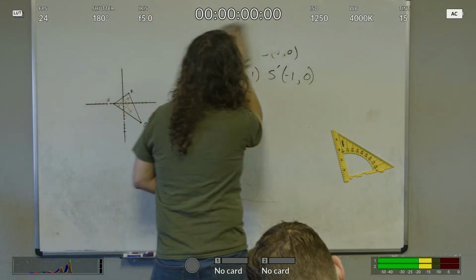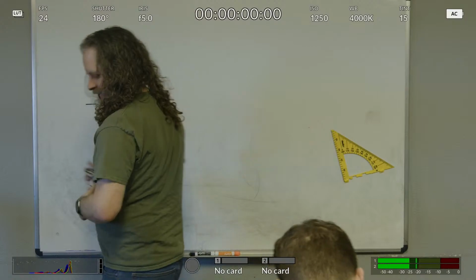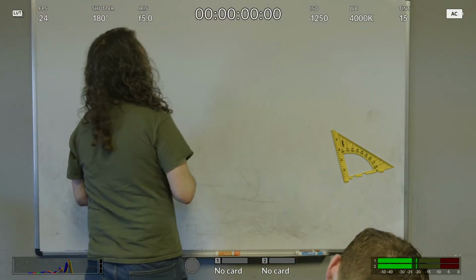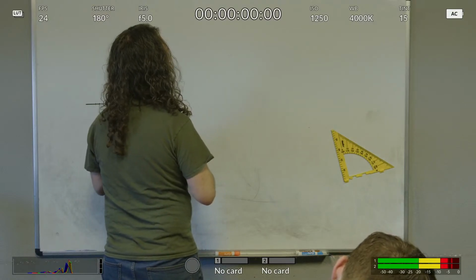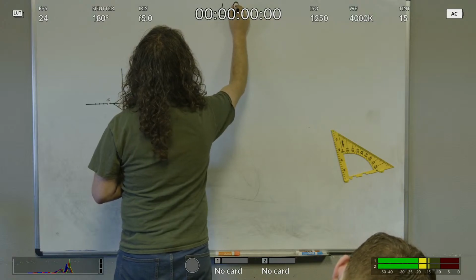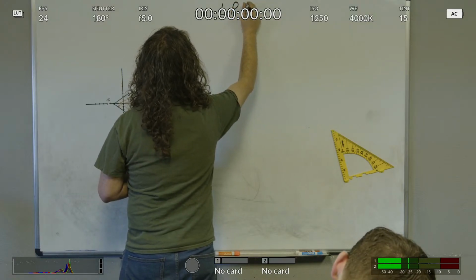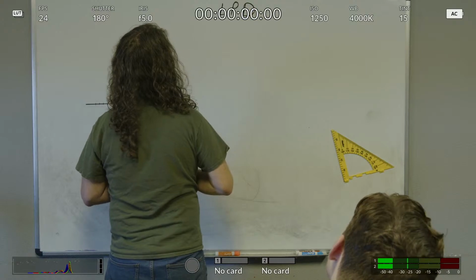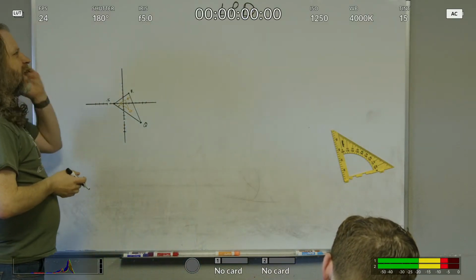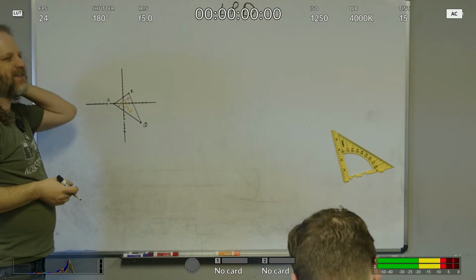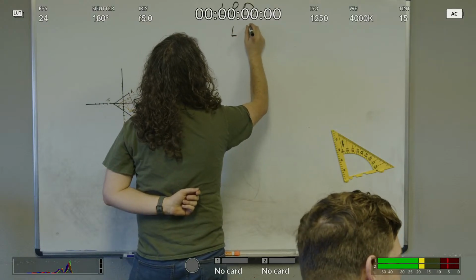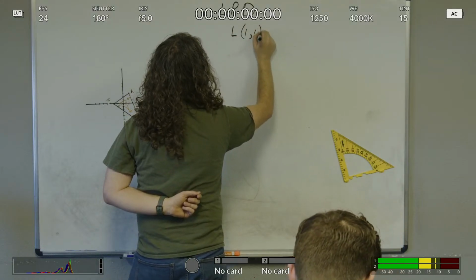We need some cool letters. What letters do we want? Wow, y'all are boring. How about L, P, D? It's great, perfect. We're going to dilate the Lubbock Police Department. L is going to be at 1, 1.